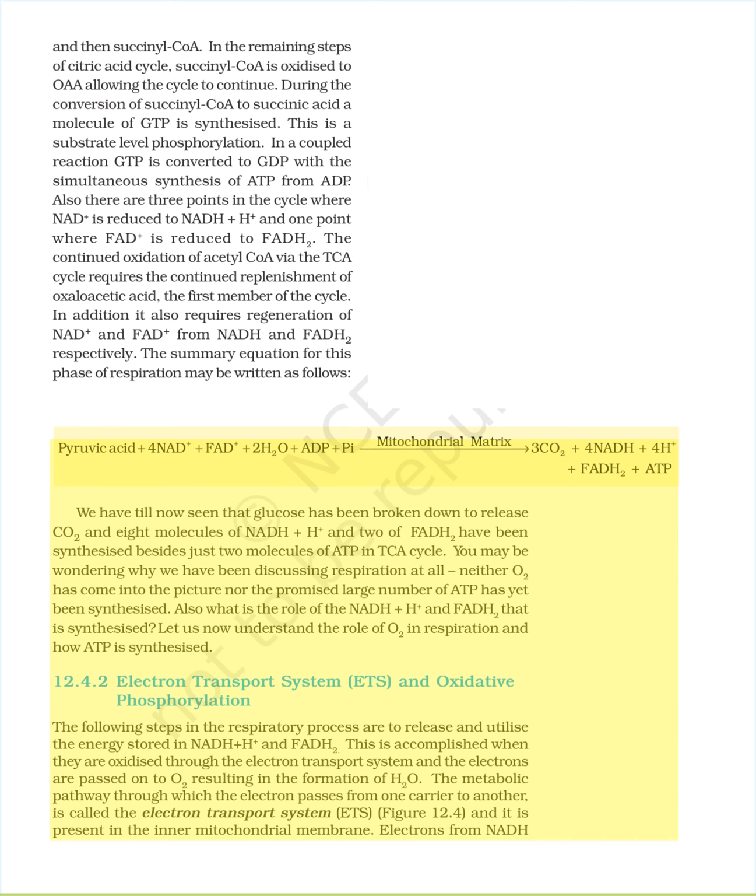12.4.2 Electron Transport System (ETS) and oxidative phosphorylation. The following steps in the respiratory process are to release and utilize the energy stored in NADH + H+ and FADH2. This is accomplished when they are oxidized through the electron transport system and the electrons are passed on to O2, resulting in the formation of H2O. The metabolic pathway through which the electron passes from one carrier to another is called the electron transport system (ETS), figure 12.4, and it is present in the inner mitochondrial membrane.